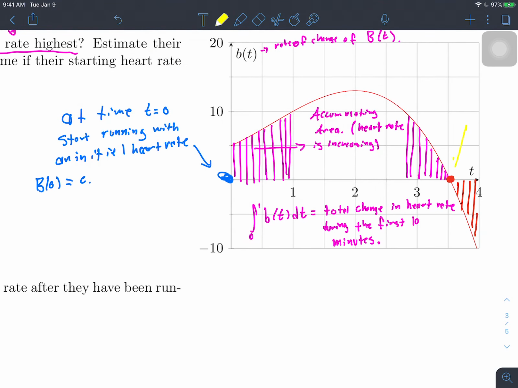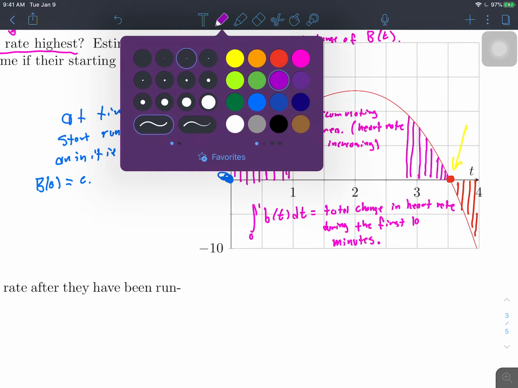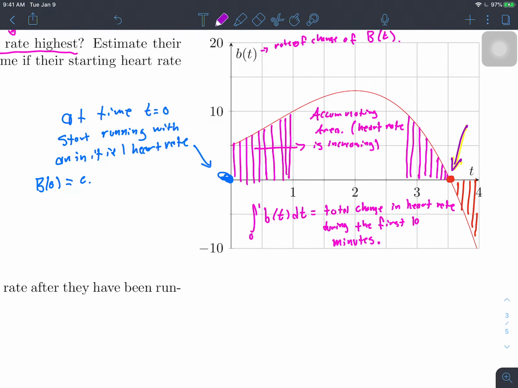Our point of interest is right here. That's not a good color, is it? This is peak beats per minute. That's when we have accumulated the most area.